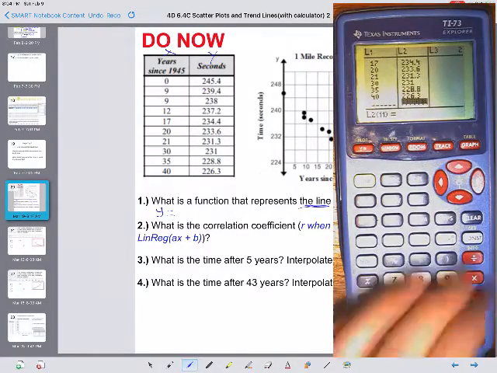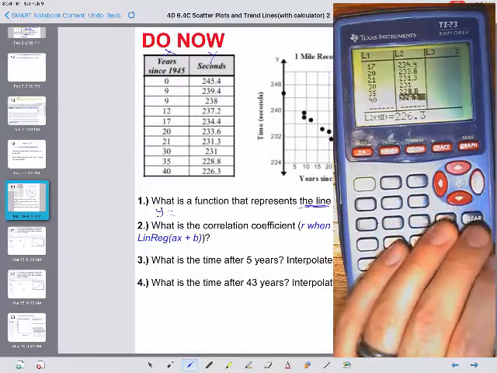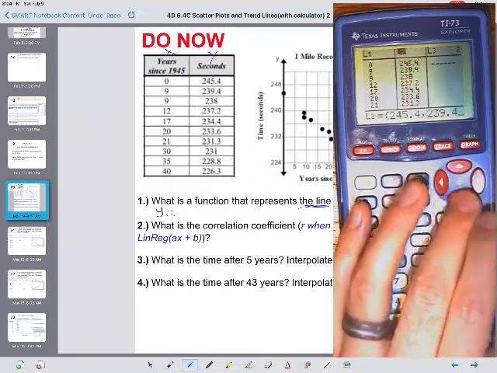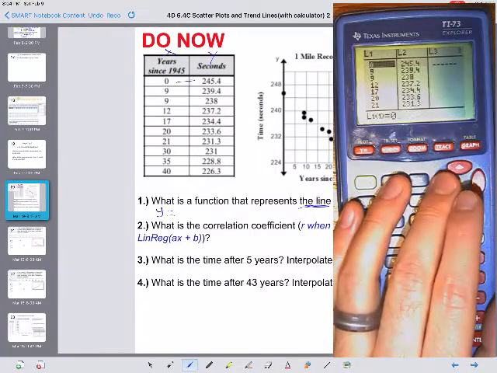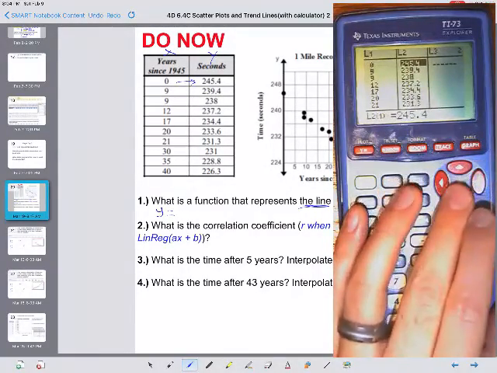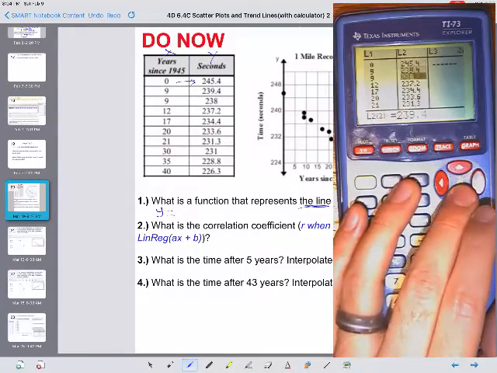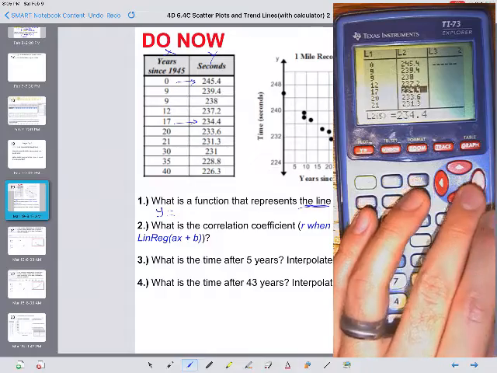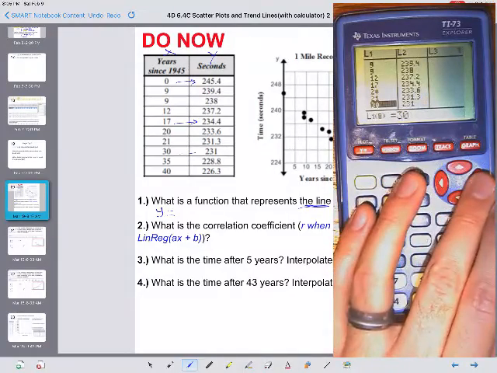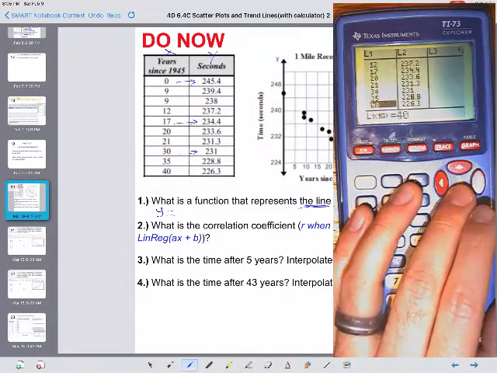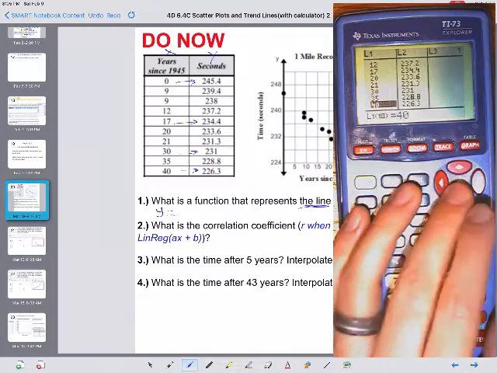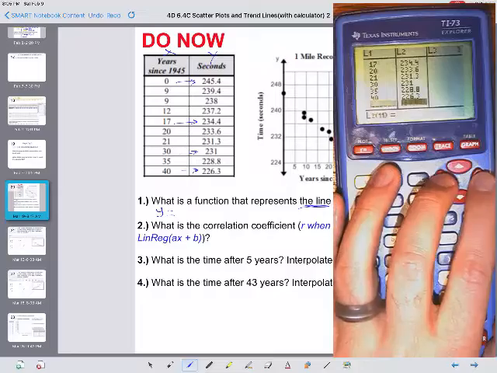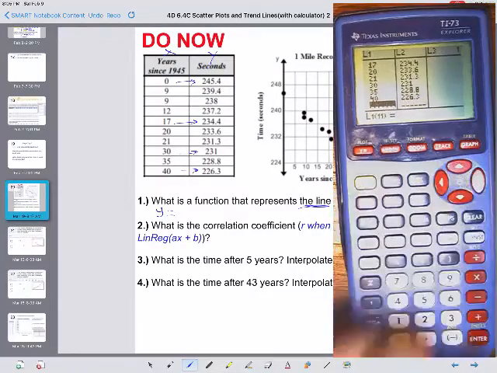Alright, don't forget to go back and check and make sure that each of these are lined up correctly. They have to be lined up, so for instance, 0 must be lined up with 245.4. You should check them all. 17 should be lined up with 234.4. 30 should be lined up with 231. 40 should be lined up with 226.3. All right. There shouldn't be any extra data on either of these columns.